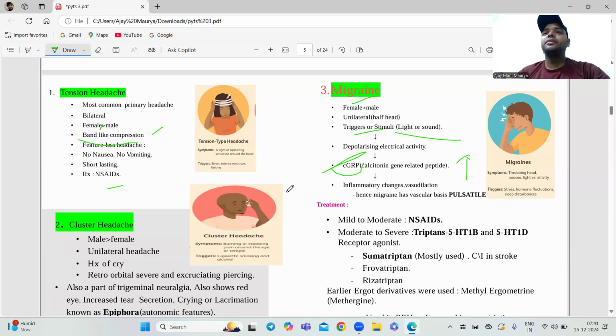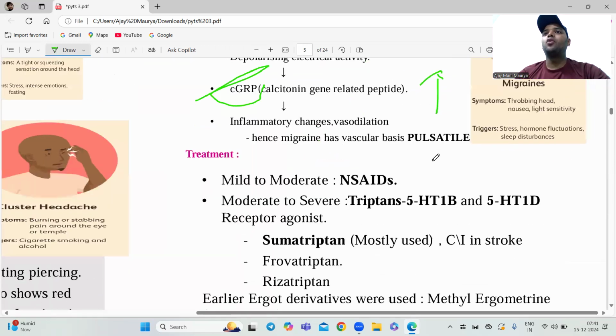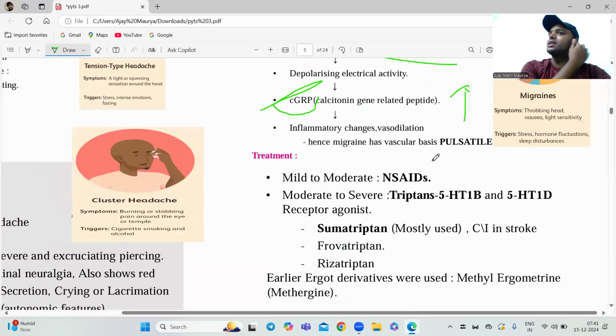Hence, the migraine has a vascular, pulsatile nature. Now, what are some triggering factors? They are stress, hormone fluctuation, and sleep disturbance.